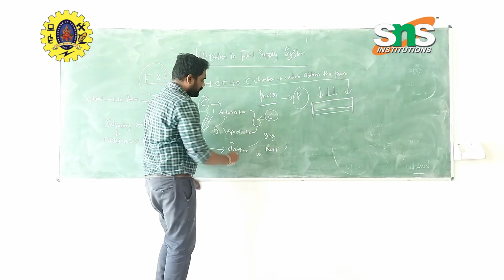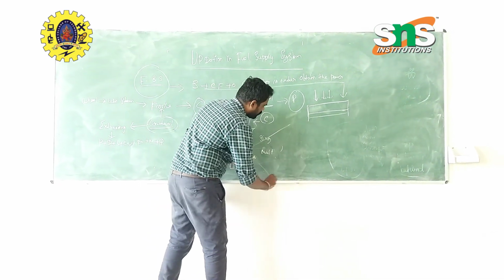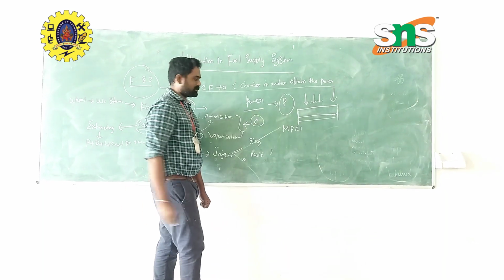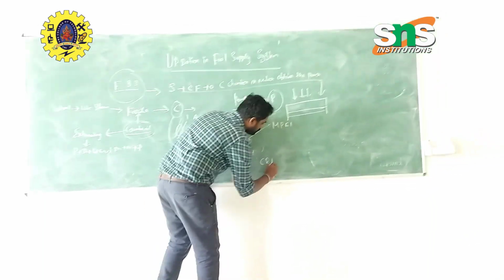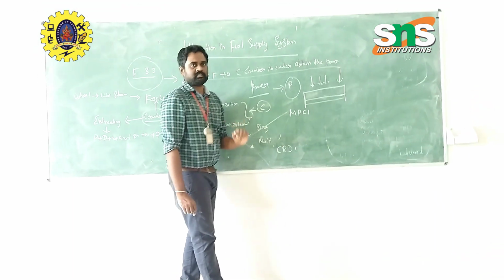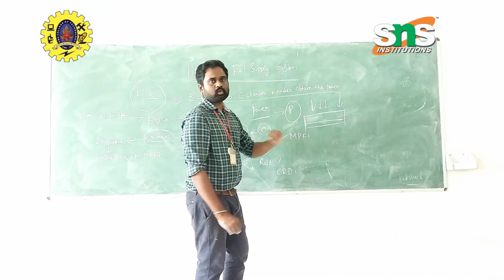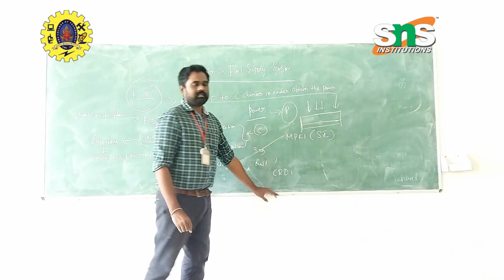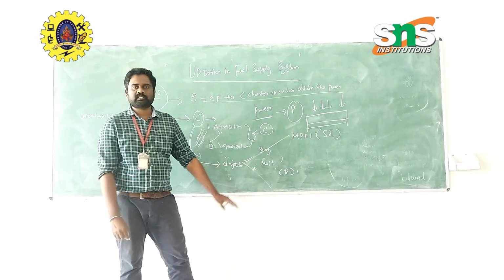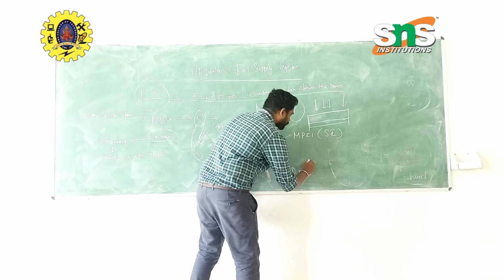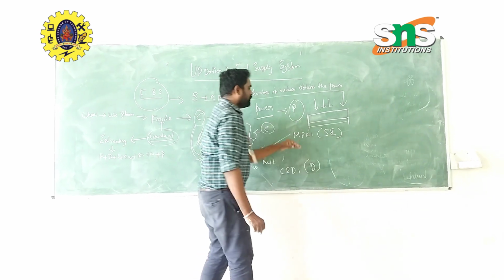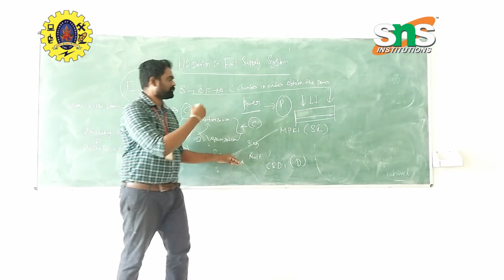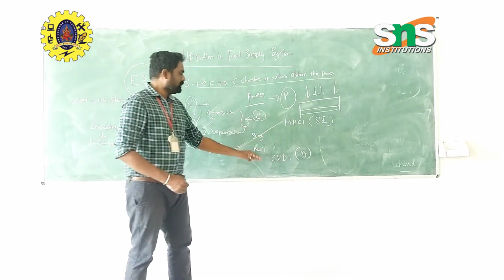From this injection it is split into two types, that is the MPFI system, the multi-point fuel injection system, and the CRDI system, the common rail direct injection system. The MPFI system is suitable only for petrol engines, that is SI engines only, and CRDI, common rail direct injection, is adopted only for diesel engines. The working principles are the same only. What is the main difference between MPFI and common rail?